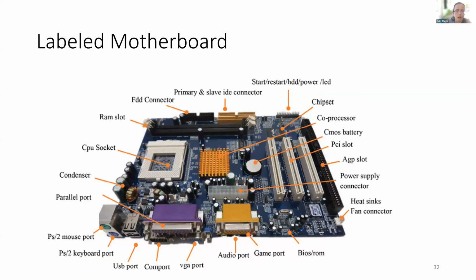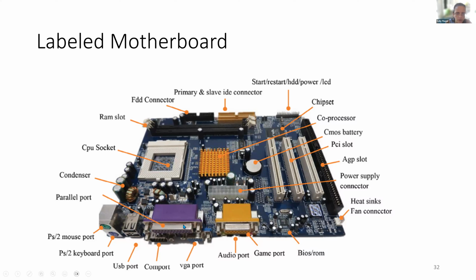Here's a labeled motherboard. This is a slightly different picture, and you can see there are a number of items here that you would need to put onto the motherboard in order to make it work. We talked about the RAM slot. This is the CPU socket, so you would plug your CPU in here. Those are all the little holes for each of the little pins. This is a condenser. This is a parallel port. This is probably a bit of an older machine.